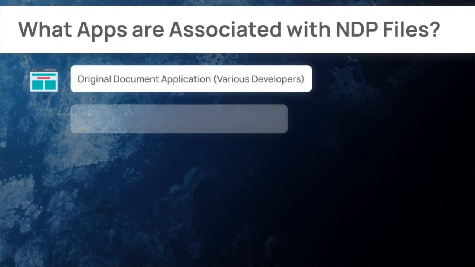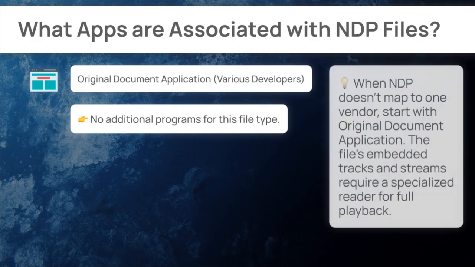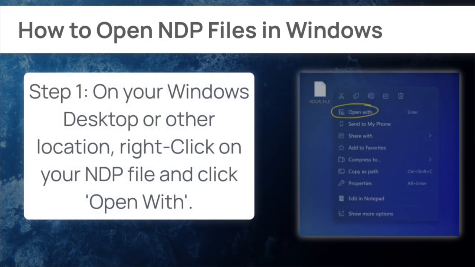If Windows can't interpret NDP fully, start with Original Document Application. The file's embedded tracks and streams require a specialized reader for full playback. Windows cannot expose the encrypted information, so proper access demands the correct key and tool. We're checking the integrity of the format.